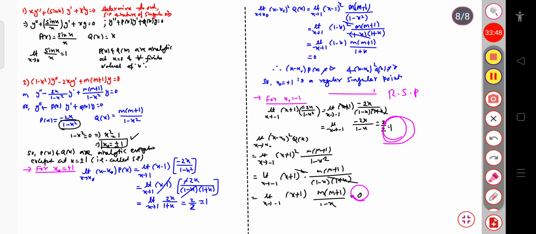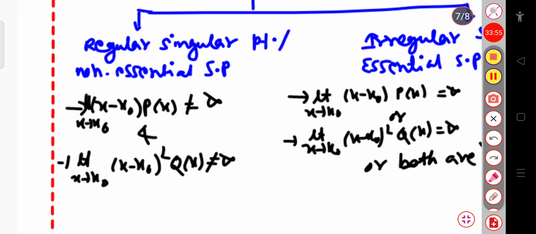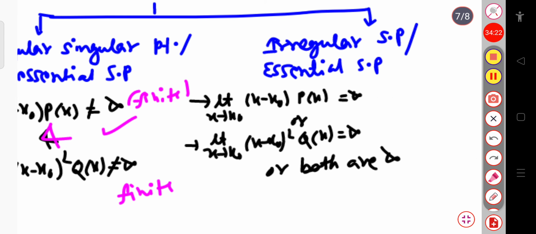So if the point is a regular singular point, then simply you have to check limit x tends to x naught, x minus x naught into p of x is not equal to infinite, or you can write this is finite. And also, and here I have written and, that is this as well as this, also this is finite, that is limit x tends to x naught, x minus x naught whole square into q of x is also finite. Then you can say that this is a regular singular point. But if any of these is infinite, then no need to calculate the other. If one is infinite, then simply you can write this is an irregular singular point.